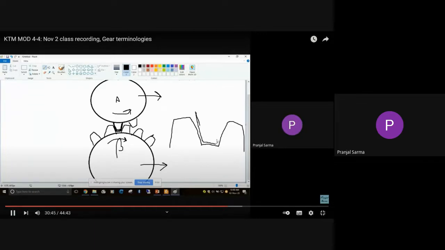This one is from the other mating gear. In that particular case, what is happening? Whenever it is moving like this, this point will come in contact here, and ultimately the force passes through this particular point. So the torque transfer will happen, and thus the other gear is going to get the motion.